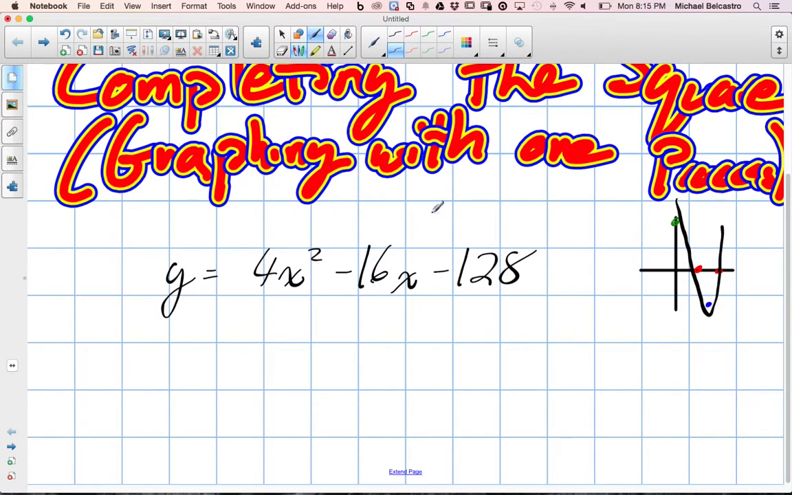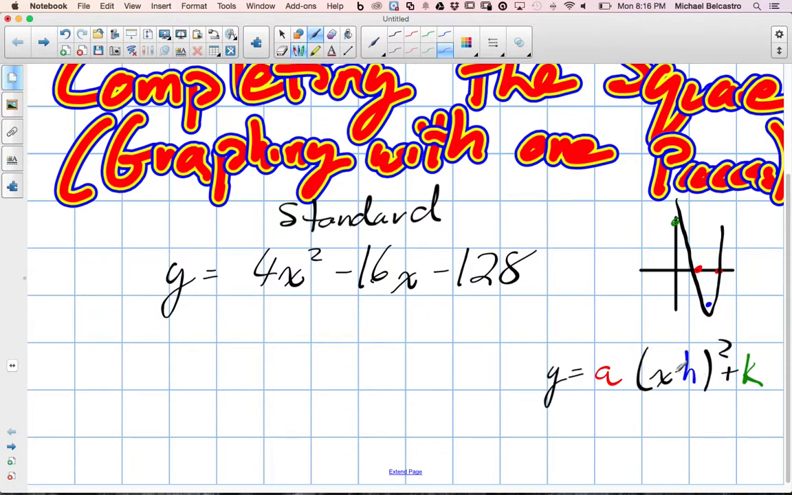So here's our function in standard form. What I'm going to show you is how we can go from standard form to the vertex form, which is usually what completing the square is: y equals a(x minus h) squared plus k. Pretty quickly.